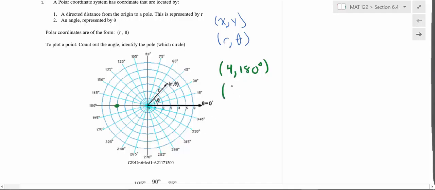Okay, another example would be 3, and let's say that we have 315 degrees. Okay, we go to 315 degrees, and from the center we count out 1, 2, 3, and then we put the dot right there. Okay, that's how you plot those. And there's a few other things we'll look at on the next page. You can also have a negative radius, and we'll look at that.